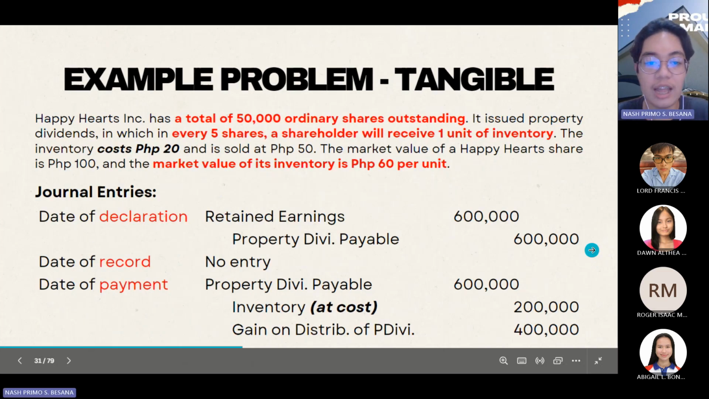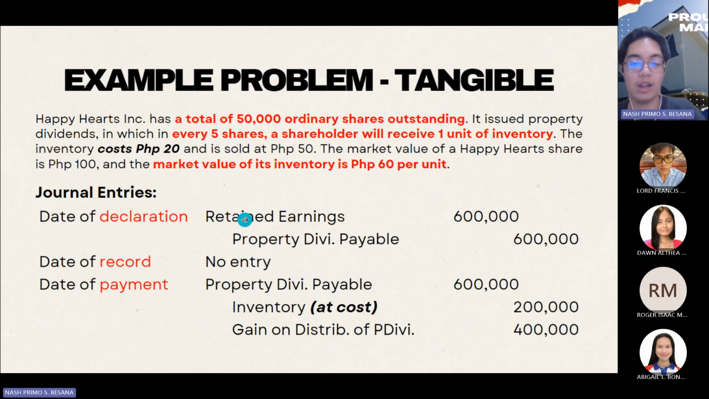So the journal entries, debit retained earnings, since dun ka kumuha ng resources, 600,000. Credit property dividends payable, 600,000. Date of record, no entry. Date of payment, settlement of liability, debit property dividends payable at 600,000.